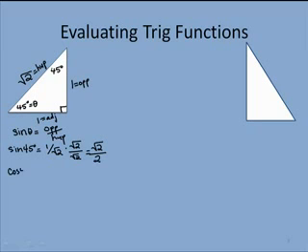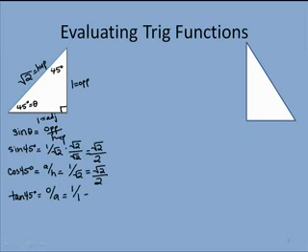Let's calculate the cosine of 45 degrees. Cosine equals adjacent over hypotenuse. So our adjacent side is 1 over our hypotenuse of the square root of 2. And again, we have to multiply by the square root of 2 over the square root of 2. And we did that above. So it's the square root of 2 over 2. And tangent of 45 degrees. Tangent is opposite over adjacent. So our opposite side is 1 and our adjacent side is 1. That equals 1.